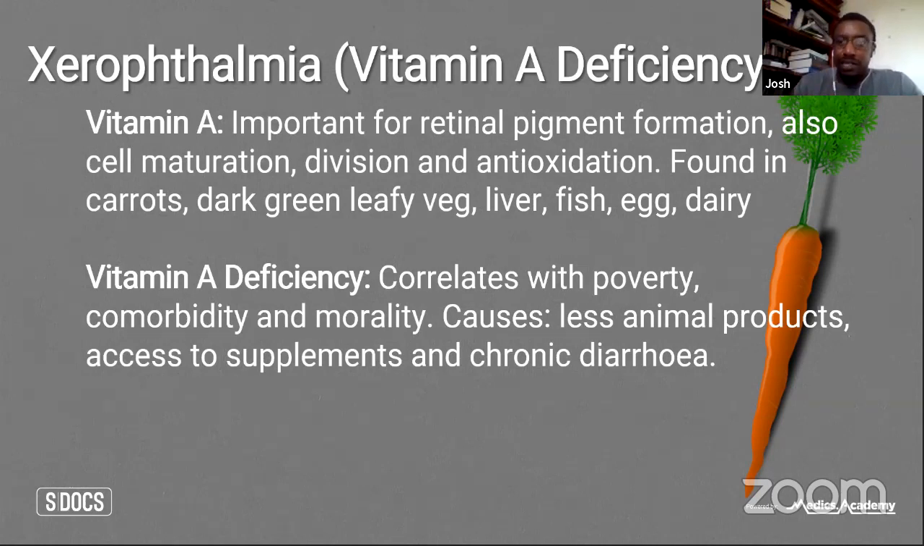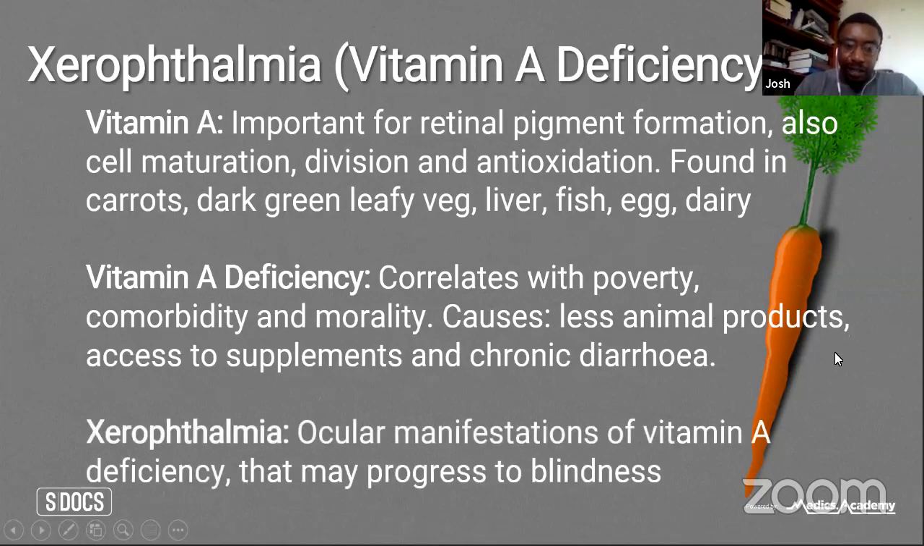Some countries just have less access to animal products, less access to supplements, and also the type of populations that will be affected by vitamin A deficiency are also the type of populations that may, unfortunately, be associated with lots of chronic diarrhea. And that type of chronic diarrhea means less absorption of vitamin A. So again, chronic diarrhea is another massive global health issue. So it's all culminating with vitamin A deficiency. But we're looking at xerophthalmia here, the ocular manifestation of vitamin A deficiency that may progress to blindness.